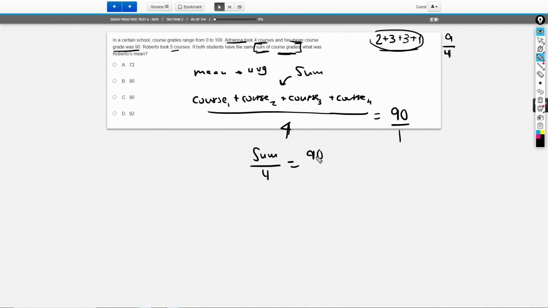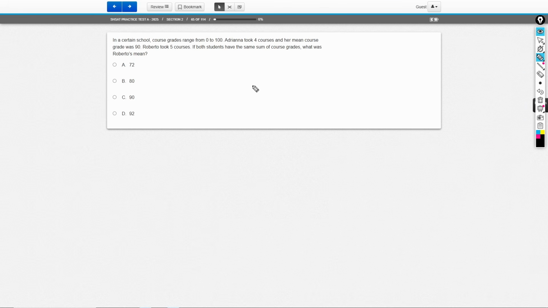If this is my sum, I can just rewrite this as the sum of my course grades divided by 4 is equal to 90 over 1. The sum times 1 is just going to be itself, so the sum is just the sum. Anything times 1 is itself, and that's going to equal 360. So she added all her courses together and she got 360. Now, Roberto took 5 courses, so if I wanted to find his average, I'm going to have to find the sum, again, and now divide it by 5, okay?